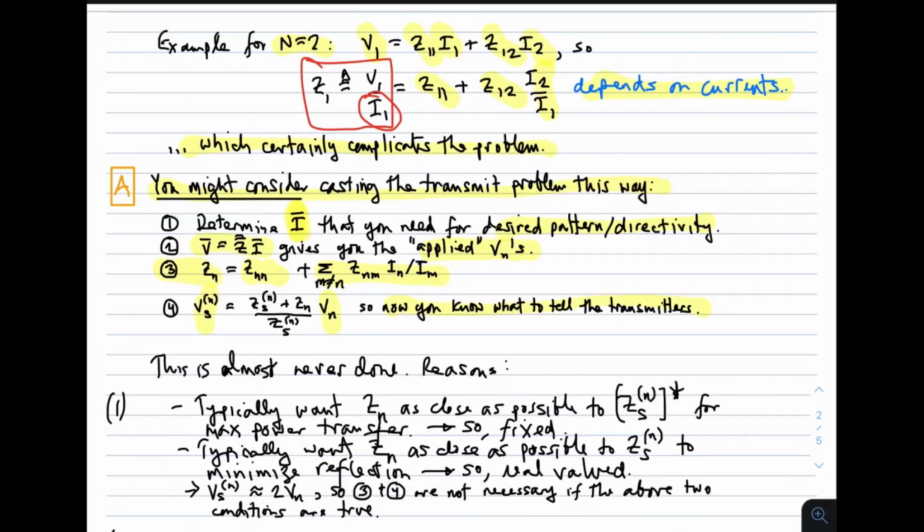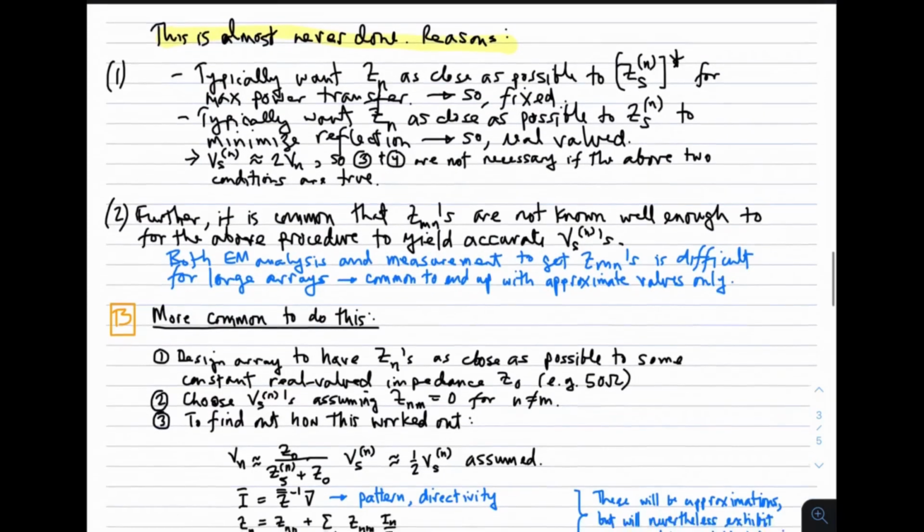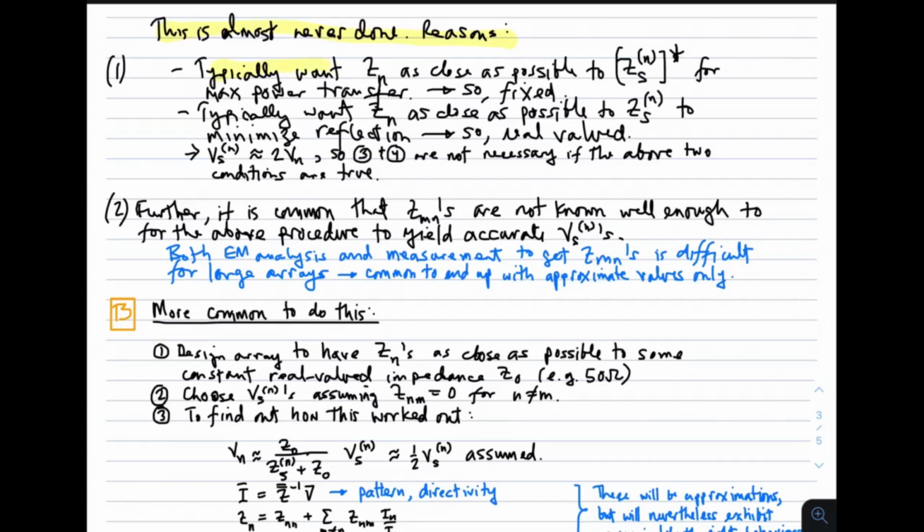So that is a perfectly reasonable and valid thing to do, but I'll tell you that it's almost never done this way. And there's a couple reasons for that. The first reason is, typically you want these active impedances to be as close as possible to the source impedance conjugate for maximum power transfer. In other words, we know that if we want to maximize power transfer from the transmitter to the terminal in this antenna array, we're going to want conjugate matching. We're going to want Z sub n for that terminal to be as close as possible to the conjugate of the source impedance for the transmitter.